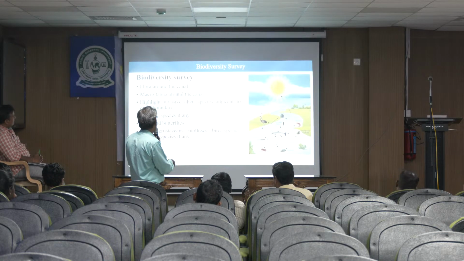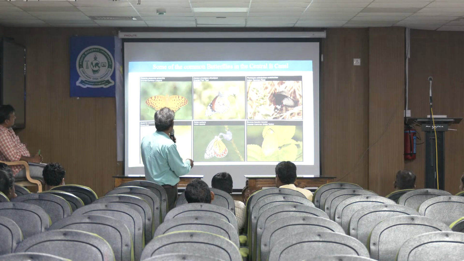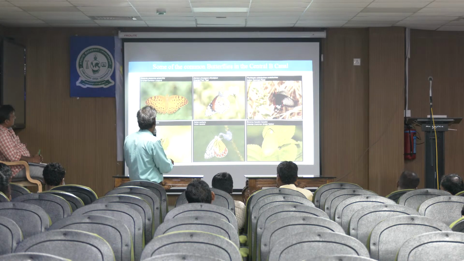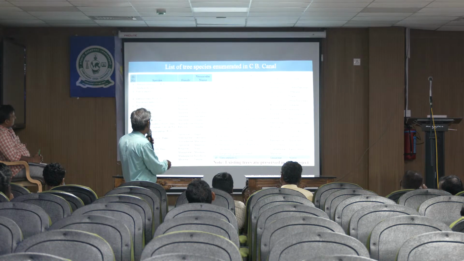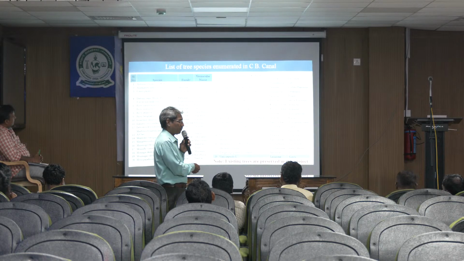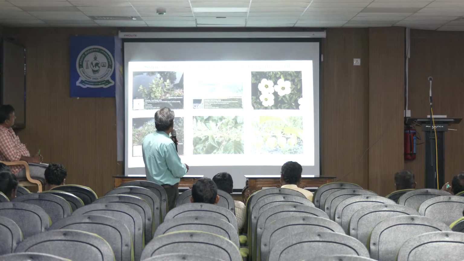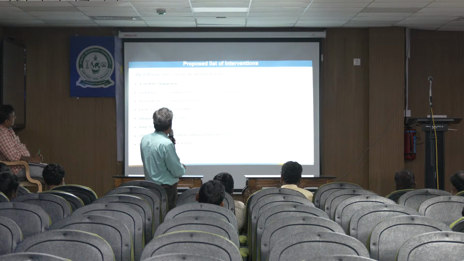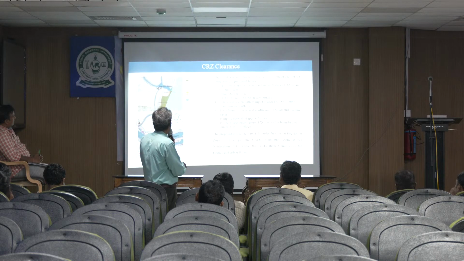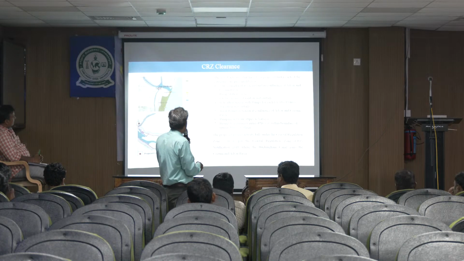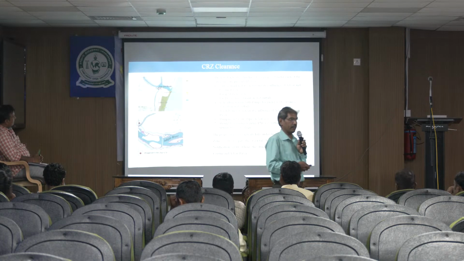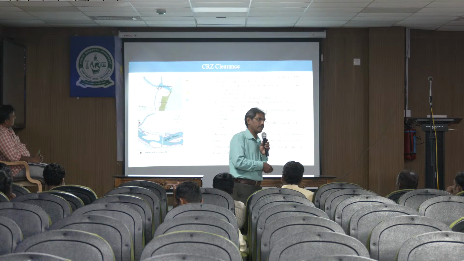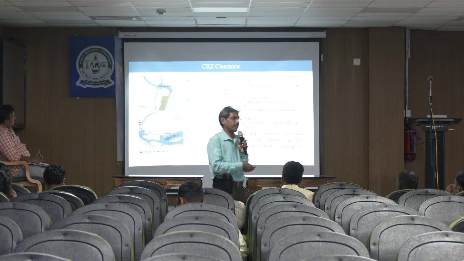A solid waste and biodiversity survey is also conducted. Butterflies and species were identified over the Central Buckingham Canal. Then the proposed interventions give some rehabilitation works, front-end development, and CRZ clearance. Almost it is approved and released by the state authority. SEIAA clearance is given, because the permissible activities are already approved by the SEIAA.